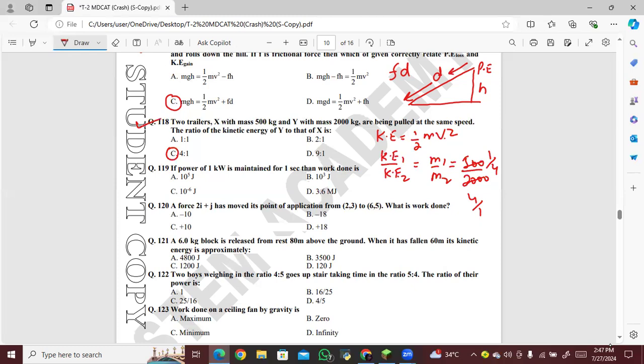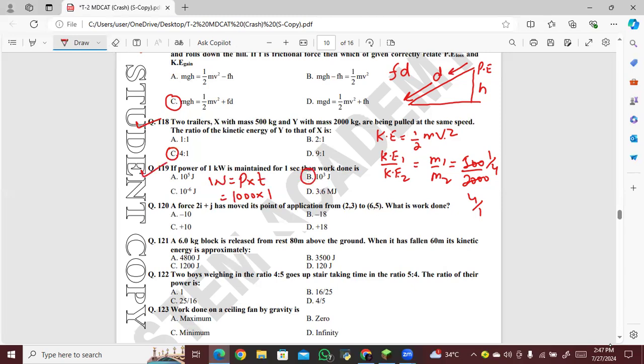If power of 1 kilowatt is maintained for 1 second, then what is the work done? The formula of power is work done over time. Sorry, we need to determine the energy, the work done. So work done is equal to power into time. Power is 1000 watt because it is 1 kilo, and time is 1 second. So it is 1000 joule, that is 10 power 3.